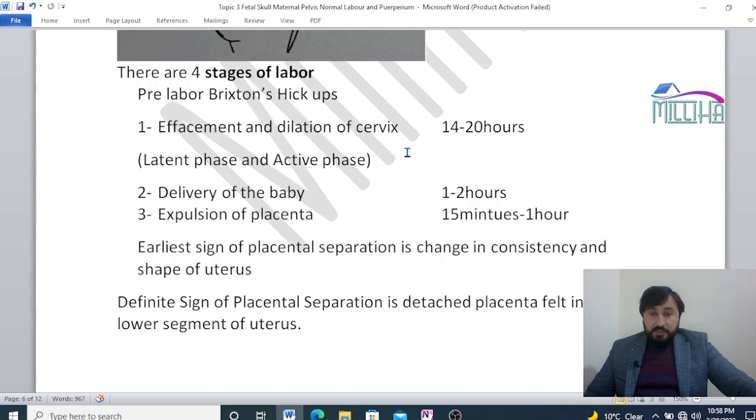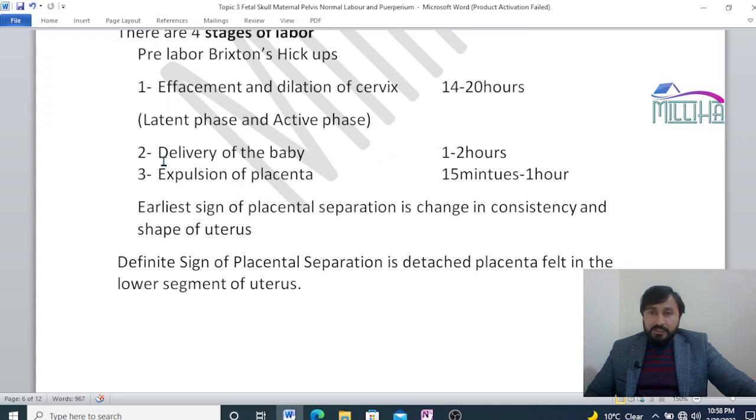So we can say she has already borne a child, or she has already delivered a child, that is called multigravida. Anyway, in the second stage, delivery of the baby takes 1 to 2 hours. In the second stage the mechanism of birth, the mechanism of delivery, actually called the mechanism of labor, takes place. So it takes 1 to 2 hours.